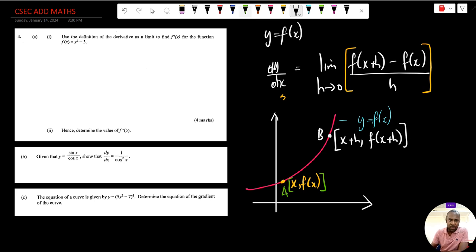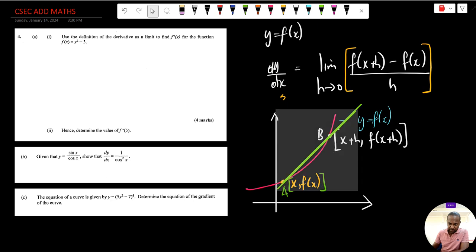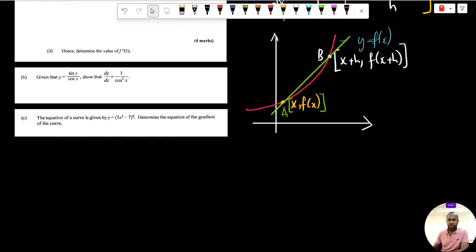Now, let's draw a chord which connects A to B, a straight line connecting A to B. Let me use green. It's supposed to be a straight line. So we managed to draw our chord. Let me just fix it up a little bit. Right, so there we have our chord.